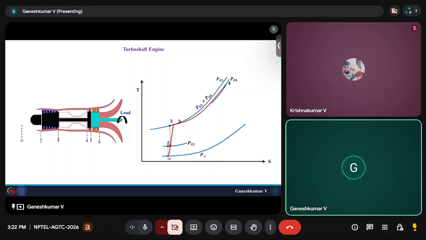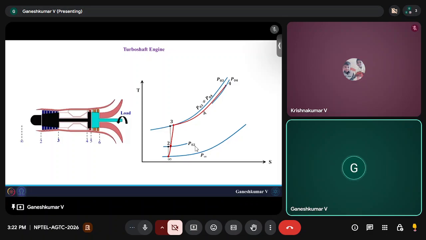And from 3 to 4 you have a combustion chamber in which you are adding the fuel. But there is also a slight pressure loss, so that's why P03 is not equal to P04. And from 4 to 5 you have the HP turbine, and the amount of work you extracted from 4 to 5 is used to drive the compressor from 2 to 3.